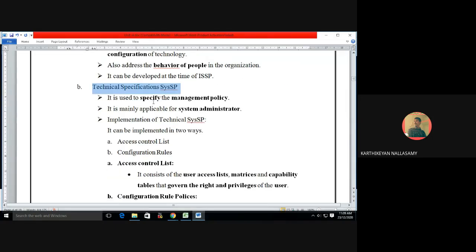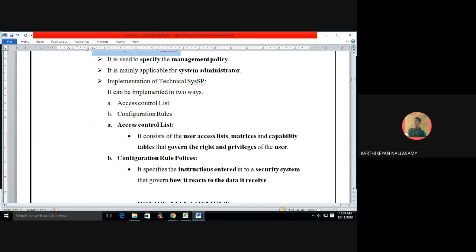It defines the technical specification for the management of the technology. They define the responsibility of a system administrator, and there are different ways it can be implemented, with the help of an access control list or configuration rules. An access control list is defined in terms of two-dimensional matrices. It defines the access permissions for individuals, providing information about the privileges for accessing information for every user in an organization.